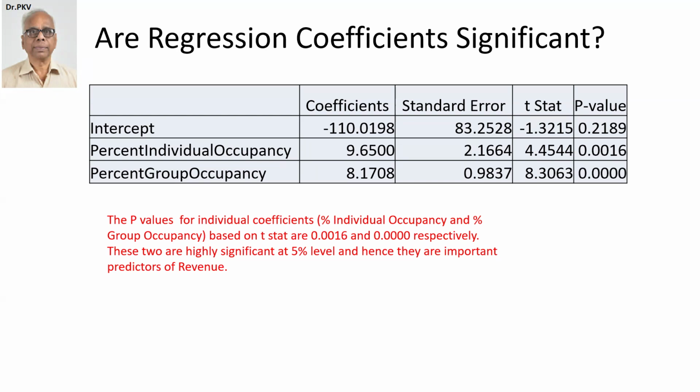The regression coefficients are very, very highly significant, and therefore we can definitely now say all factors considered, percentage individual occupancy, percentage group occupancy, these two predictor variables are extremely important in the revenue prediction of the hotel.